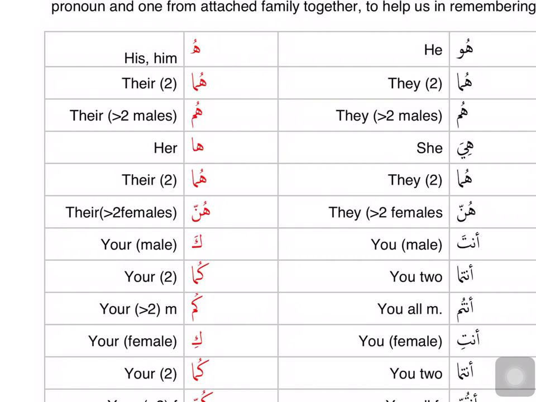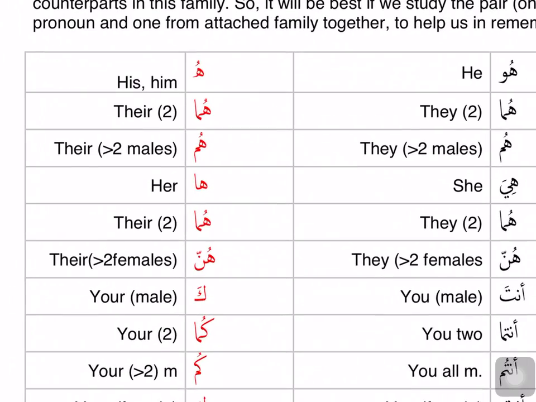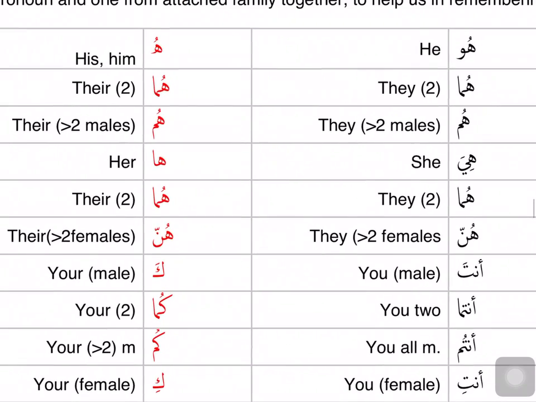So in the third person, the six pronouns, we just have to remember that huwa is going to be hu in attached version. Damir muttasil is hu. And for hiya, it's going to be ha. Ha, alif, ha. So you see that all six of the third person attached version pronouns started with ha.